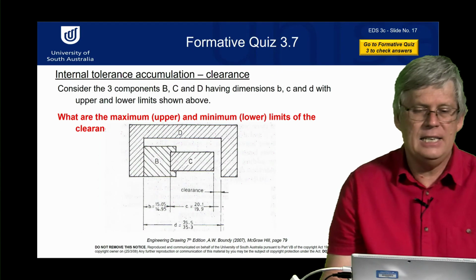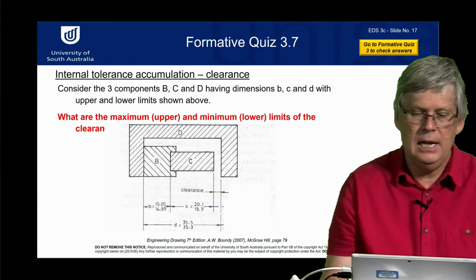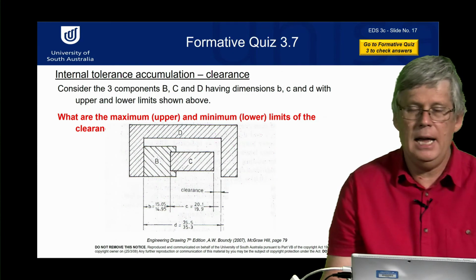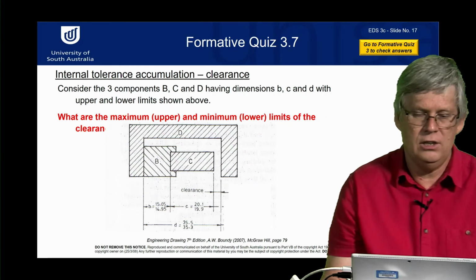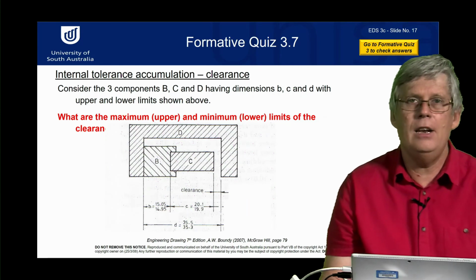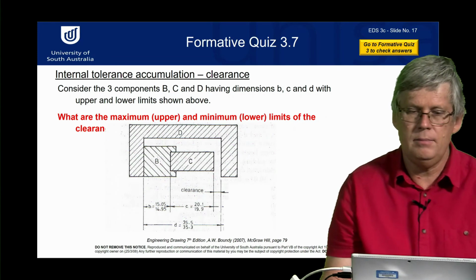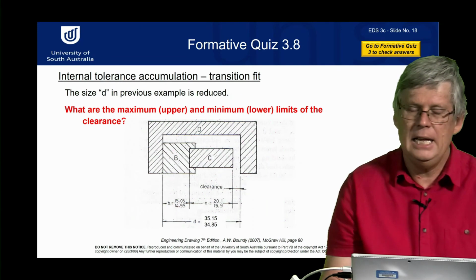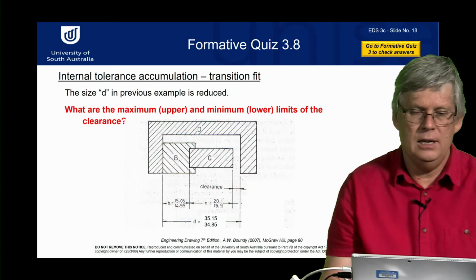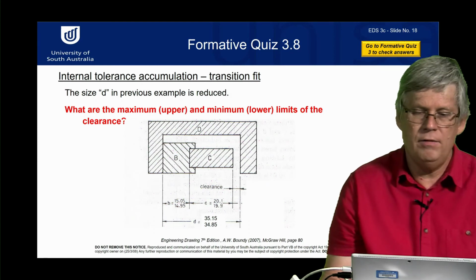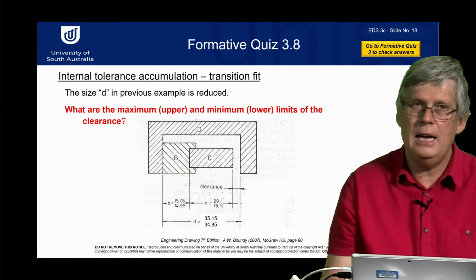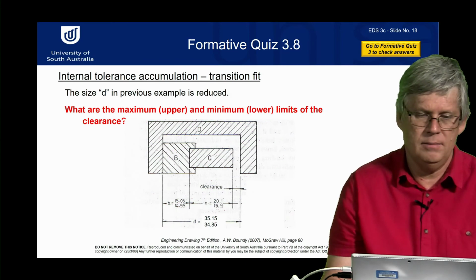So here's an example. Here's some values. Now find the upper and the lower sizes, the limits of the clearance for this section. You can check your answers in the formative quiz. Here's another set. So we can check here to see what type of fit this is. So check your answers in the formative quiz.